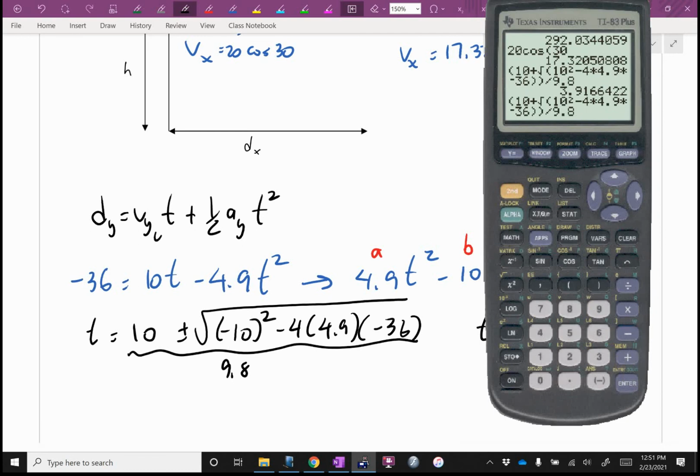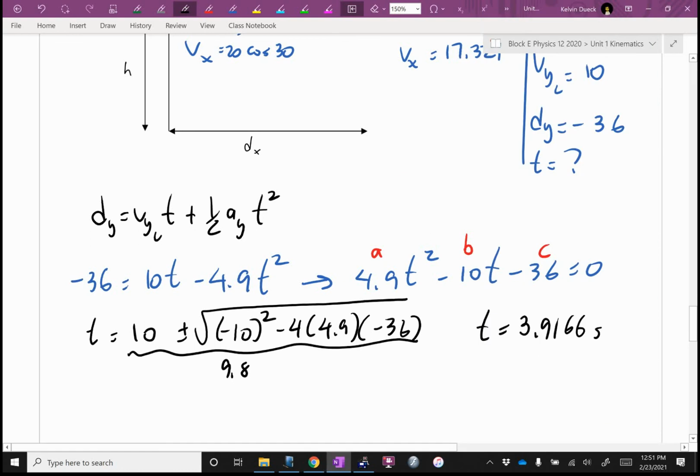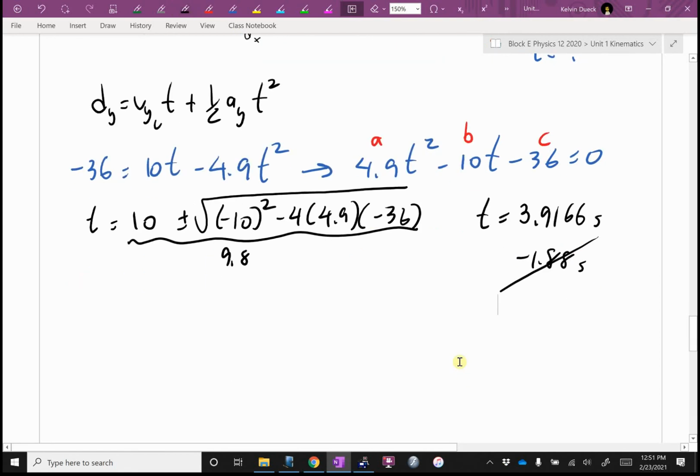And I'll get another answer, a negative answer. Negative 1.88. Reject, like Matt trying to dunk. Not Sam this time. You get some time. Oh, I'm not even done. This question wanted me to find the range.